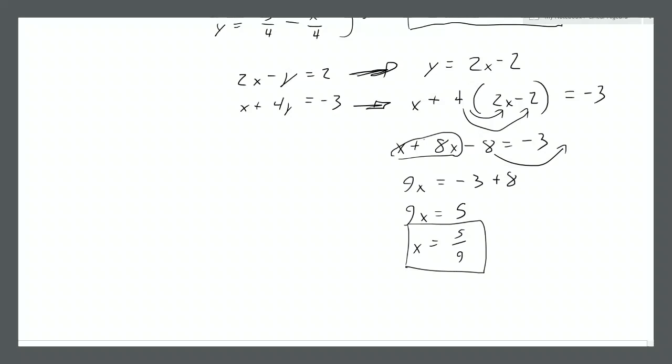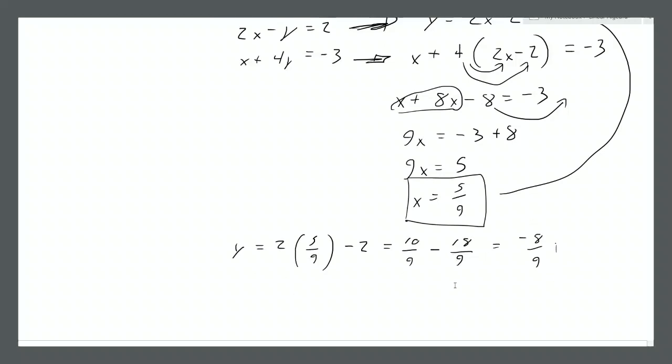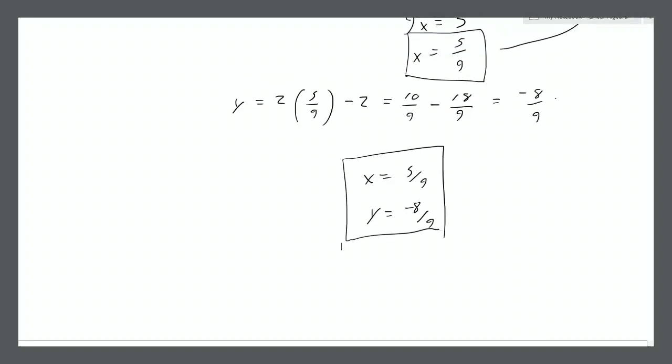Then we have to plug that back into our equation for y. So we get y equals 2 times 5 over 9 minus 2. So we have 10 over 9 minus, let's call it, instead of 2, 18 over 9. And so we have negative 8 over 9. Okay, so we finally have our solution: x equals 5 over 9, and y equals negative 8 over 9. So that's the standard way of solving it.